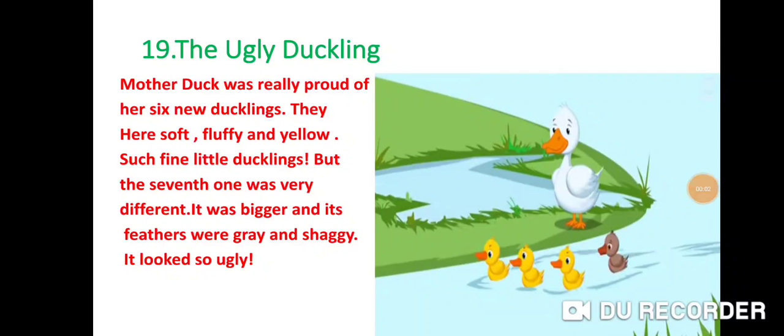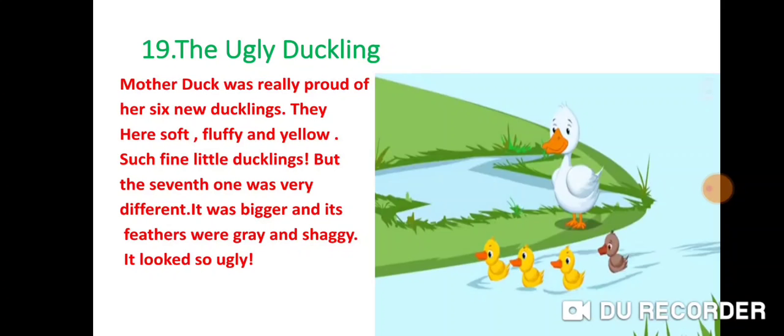Lesson number 19, The Ugly Duckling. Students, as you can see in this image, there's a mother duck watching her small baby ducklings swim in the water. Now, mother duck was very proud of her 6 new ducklings. Why? Because they were soft, fluffy and yellow. Such fine little ducklings, but the 7th one was very different.